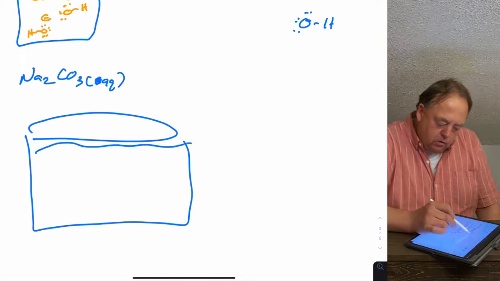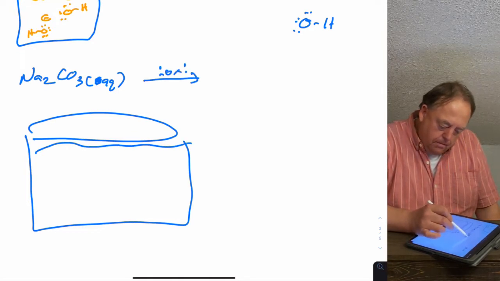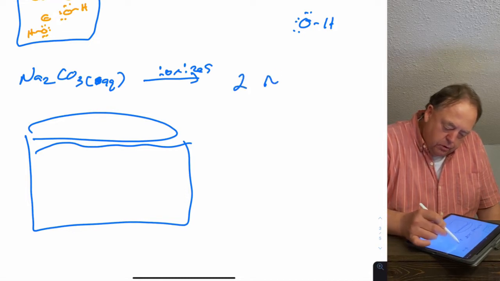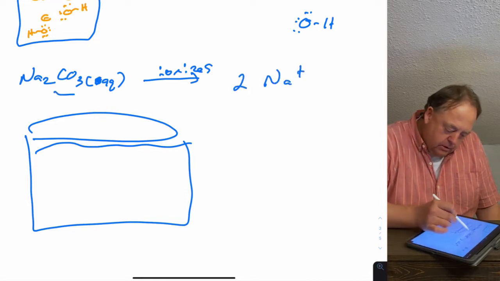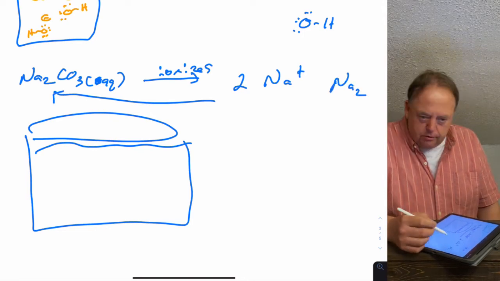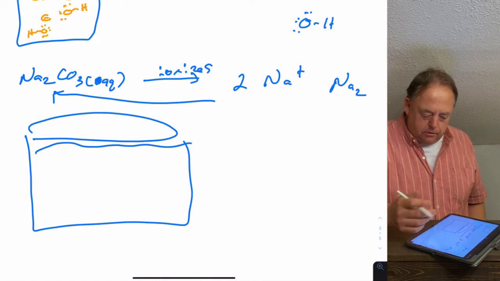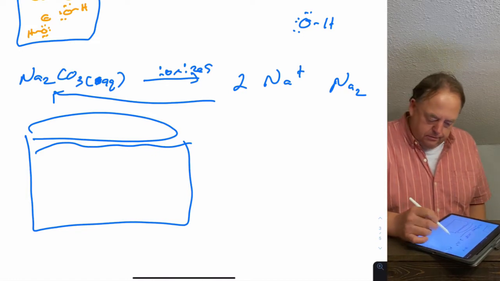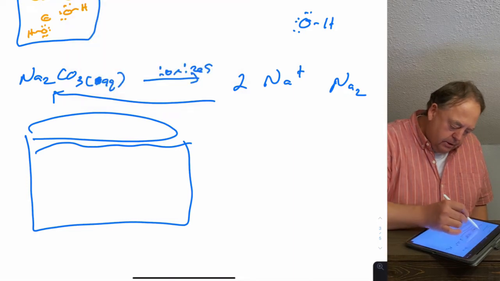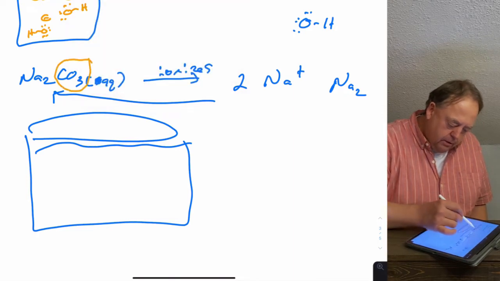So when it dissolves in water, it ionizes. So you get 2 sodium cations, right? Because of the subscript there. So you don't get an Na2, right? There is no Na2. There's 2 Na pluses. And you get the CO3, which is carbonate.